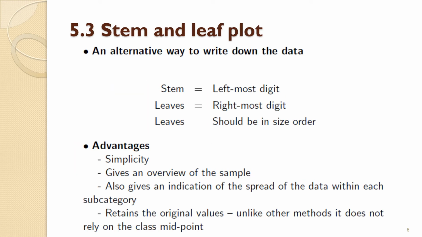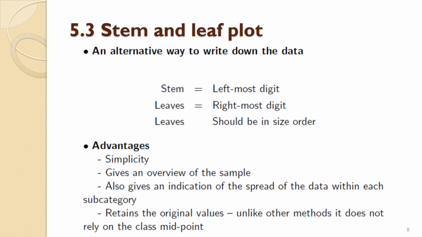The first thing I wanted to talk about in this lecture is stem and leaf plots. The way to understand the name is that the stem is the big bit and the leaf is the small bit. This is an alternative way to write down the whole data so that you keep the original data and don't lose any of the values. You also get some sense of the scale of the data and how it's spread out, both in terms of the entire sample and within little subgroups within that sample.